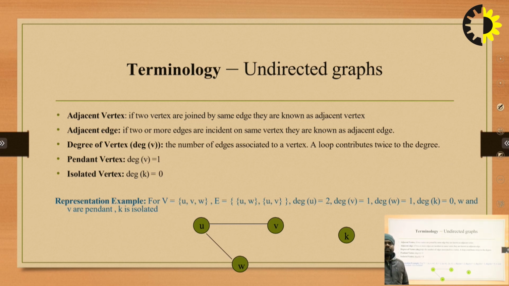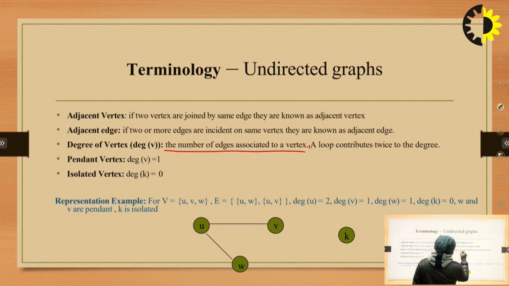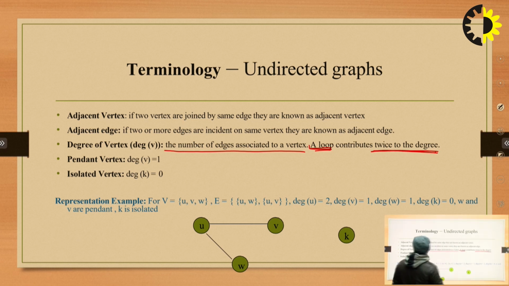There are some more terminologies for directed or undirected graphs, like adjacent vertex. If 2 vertices are joined by the same edge, they are known as adjacent vertices. Adjacent edges: if 2 or more edges are incident on the same vertex, they are known as adjacent edges. Degree of a vertex is the number of edges associated with a vertex. A loop contributes twice to the degree, as I have told you.